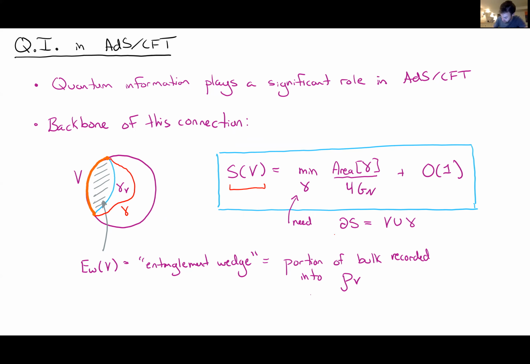Homologous means this here, so there should exist some codimension 1 surface S whose boundary is V union gamma. You should look at all those, you should minimize over them, take the one of minimal area and divide its area by 4G Newton, and up to some order 1 corrections, that will be your entropy. Okay, so on the one hand, this relates entropy or entanglement in the CFT to geometry in your AdS space, and in particular geometry as captured by minimal surfaces.